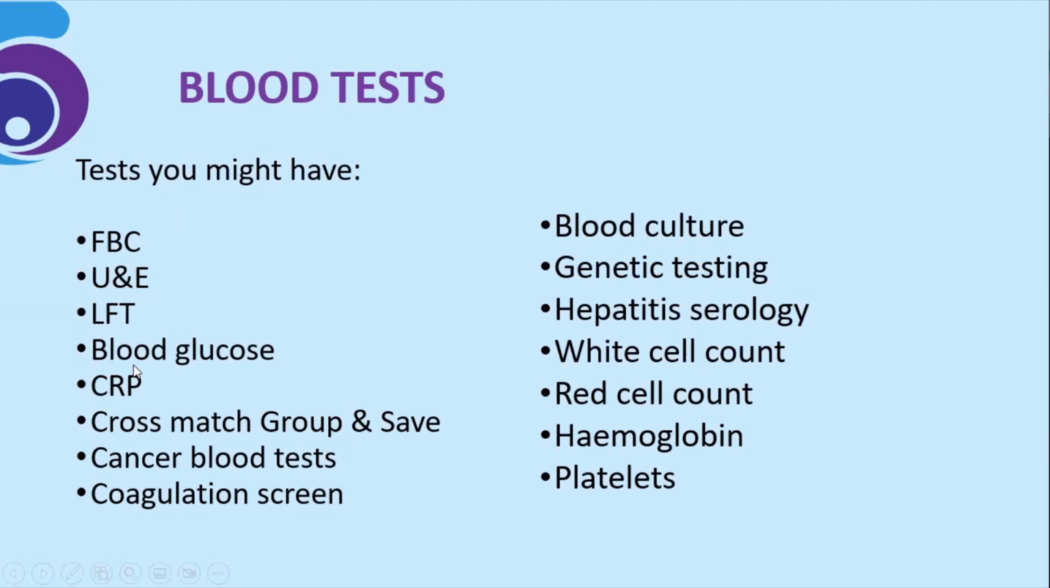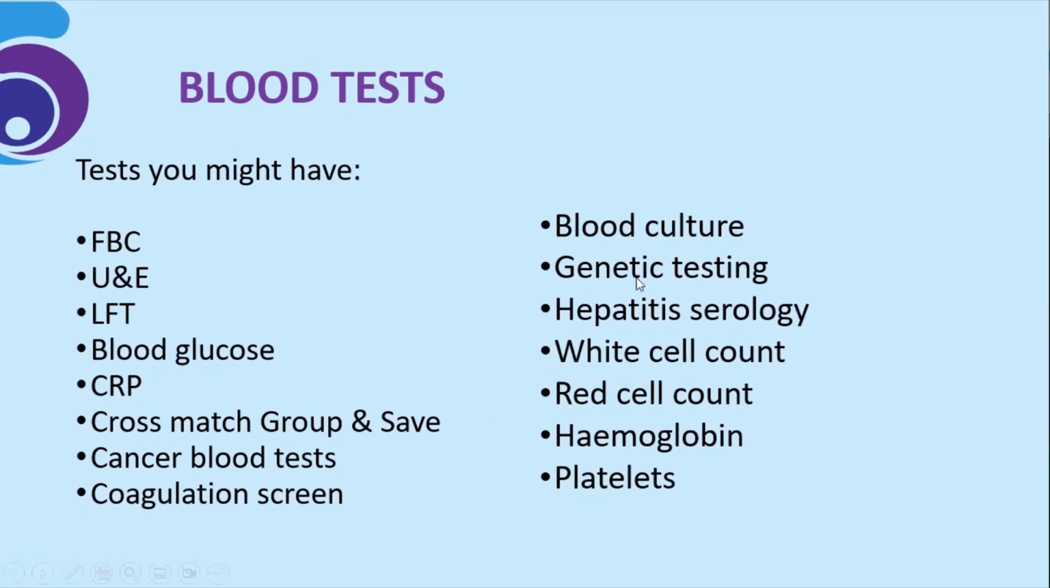liver function tests, blood glucose, CRP, cross-match group and save. You might have cancer tumour markers done. Coagulation, it just means how thick or thin your blood is. You might have something called a blood culture. You might have genetic testing via blood. You might have hepatitis screening. Particularly, you'll want to know about your white cell count, your red cell count, your hemoglobin and your platelets. I'm not going to go through all of these tests because they are quite specific to the person.